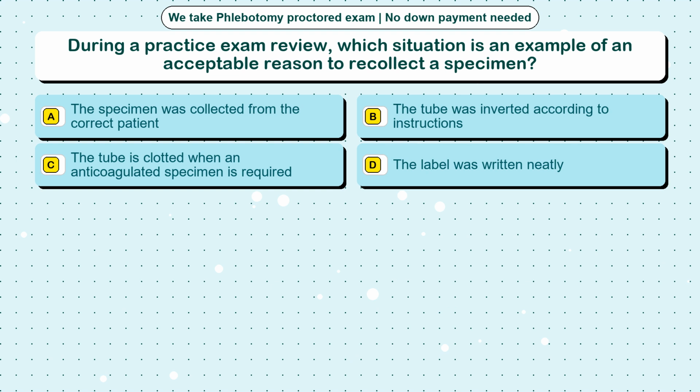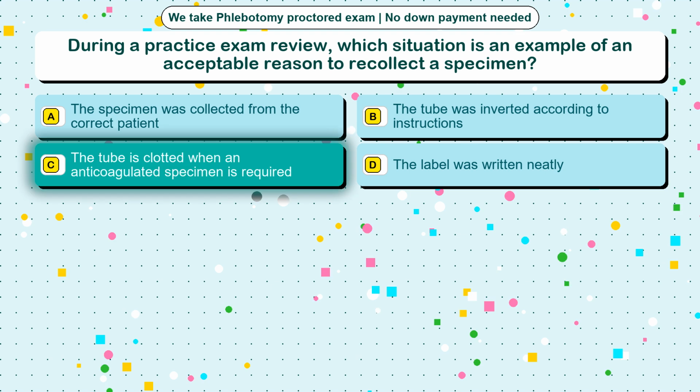Question 57. During a practice exam review, which situation is an example of an acceptable reason to recollect a specimen? Option A. The specimen was collected from the correct patient. Option B. The tube was inverted according to instructions. Option C. The tube is clotted when an anticoagulated specimen is required. Option D. The label was written neatly.